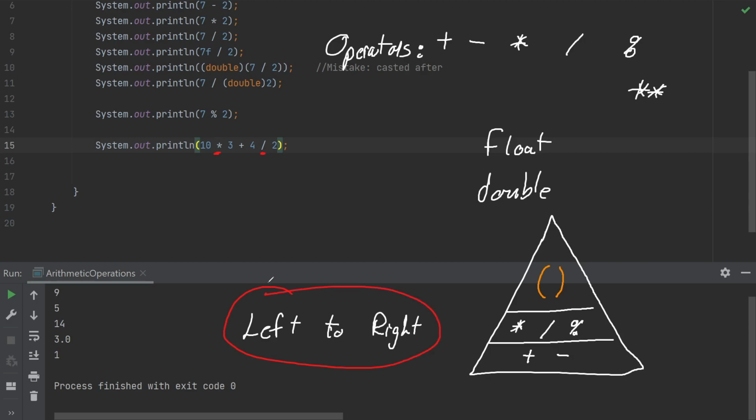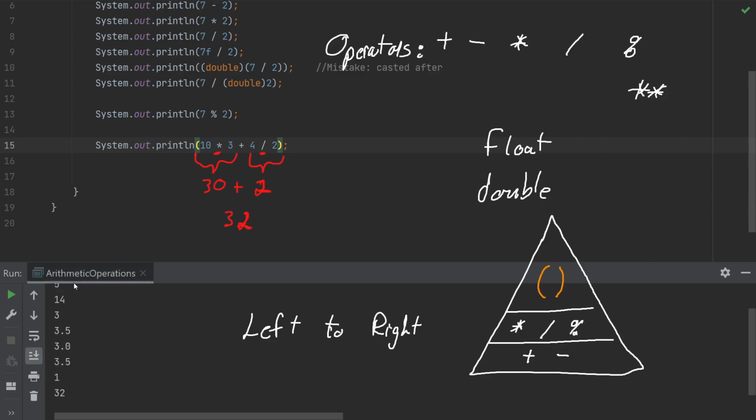We obey the rule of left to right. So we do 10 multiply 3, we get 30. Then we ignore the plus because we got another one, division. So we do 4 divided by 2, which gives us 2. And then we do the final thing, 30 plus 2, which gives us 32. Right? Sorry for my handwriting. So let's run it just to make sure I'm not blabbing randomness. So 32. So that's good.